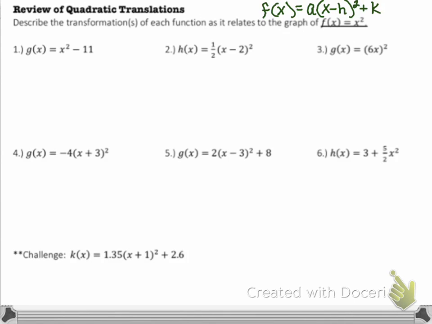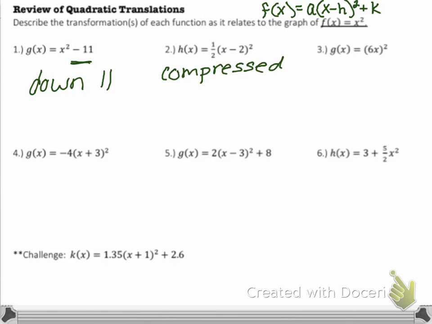Hank is on the inside. He's hiding something. He's shady. He lies. Kelly's on the outside. She tells the truth. And a is going to stretch, compress, or reflect. Okay? So looking at number 1, I would say we have Kelly on the outside. We're just going to go down 11. Number 2, okay, we have an a value. So I'm going to have a compression. So I would say it's compressed.